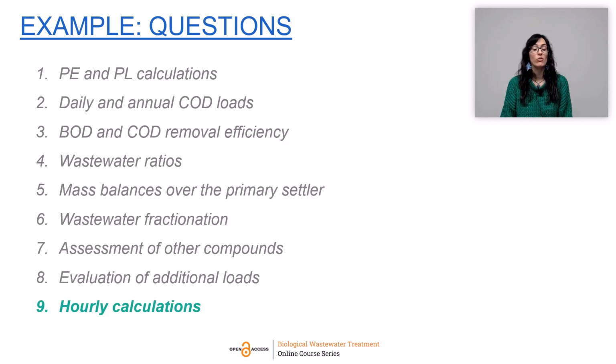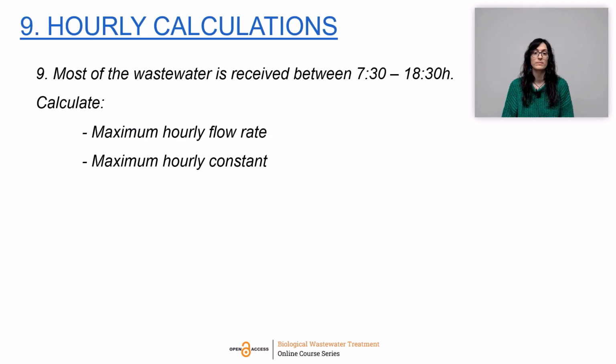So now we have completed almost all the questions, and let's go to the last one, in which we have to do hourly calculations. We know that the concentrated wastewater is mainly received between 7:30 in the morning and 6:30 in the afternoon. And based on this time, we have to calculate what could be the maximum hourly flow rate and the maximum hourly constant.